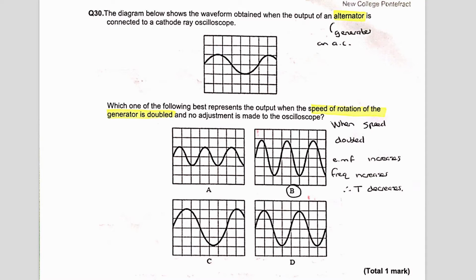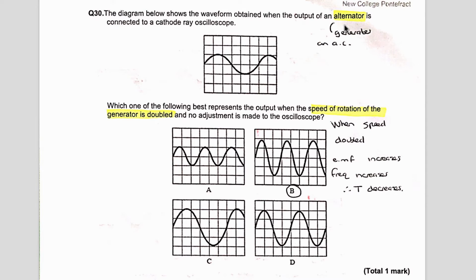Okay, so this is question number 30 of the magnetic fields homework booklet. In question number 30, we're given a diagram, this diagram down here, and what it shows is the waveform that is obtained when the output of an alternator is connected to a cathode ray oscilloscope.